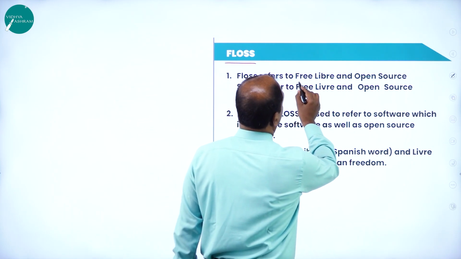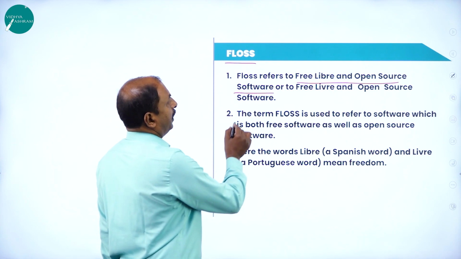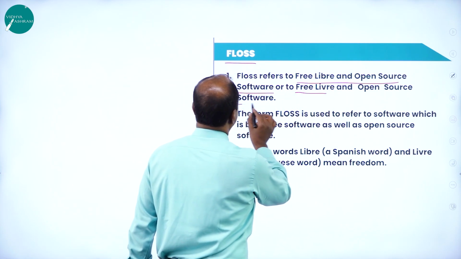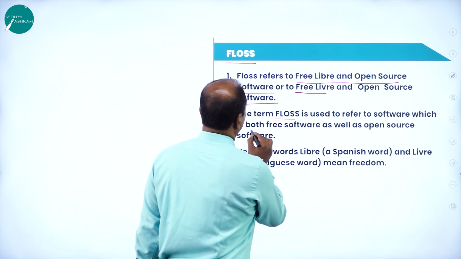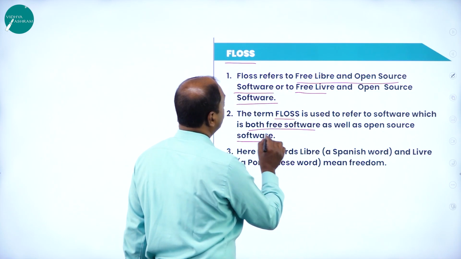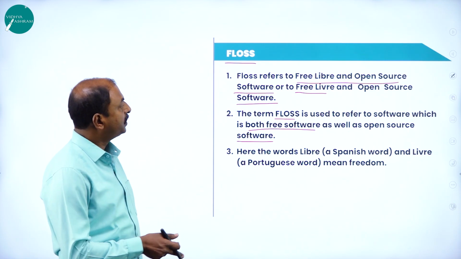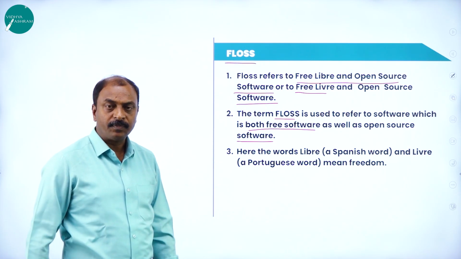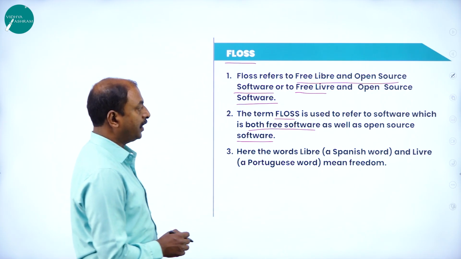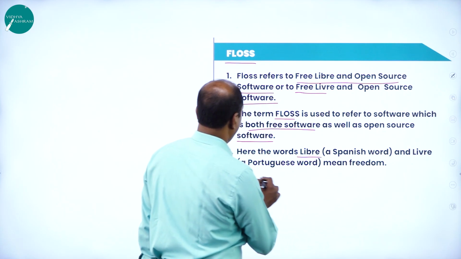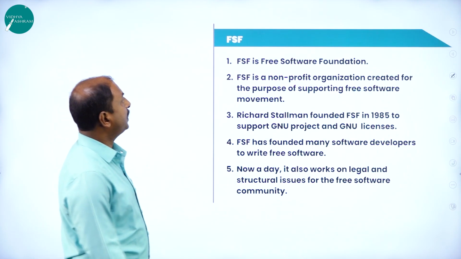FLOSS is a full free, libre and open source software. This is the full form of this. FLOSS is used to refer to software that is both free software as well as open source software. In our previous slide, we have learned two definitions: open source software and free software. FLOSS is a term we use for a type of software which is free as well as open source. Here, the word libre means freedom. So this is FLOSS. Next definition is FSF.